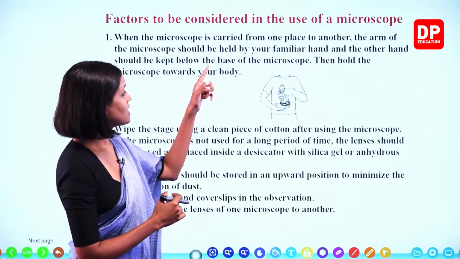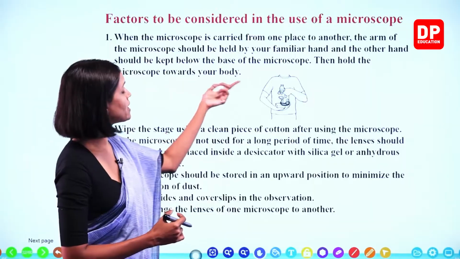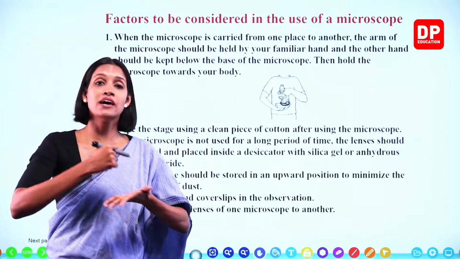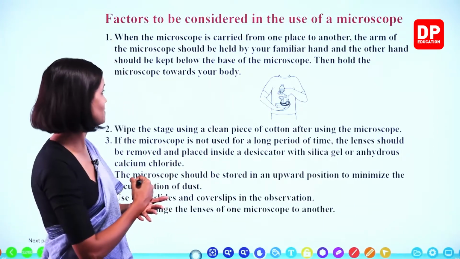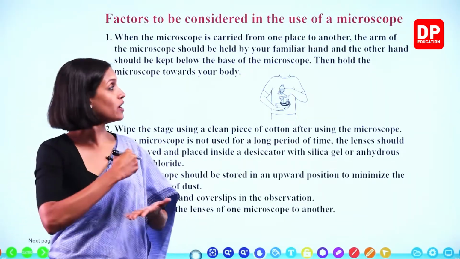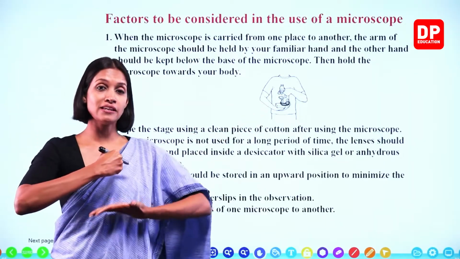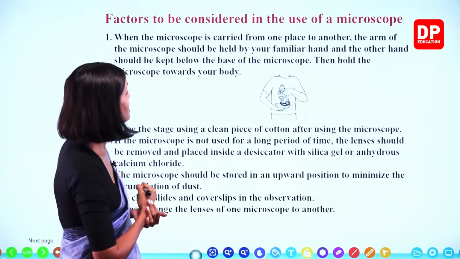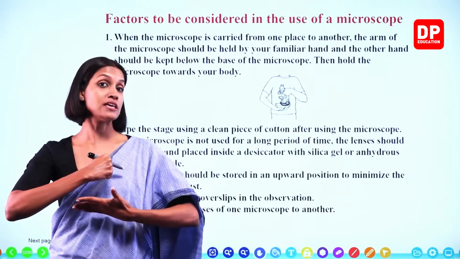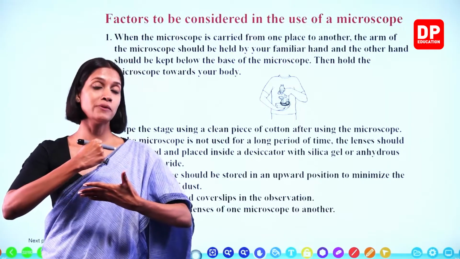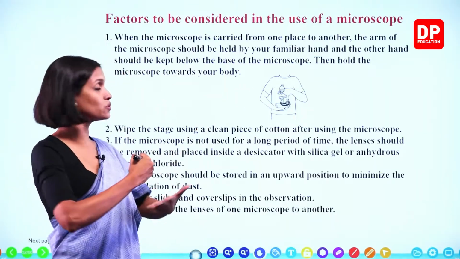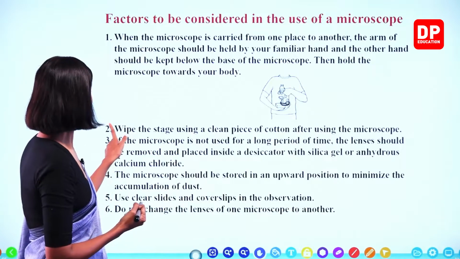So with your familiar hand, and the other hand should be kept below the base of the microscope, right? Not with one hand. You have to use both hands to carry it from one place to another, right? One arm, you hold with your familiar hand, and the other one should be under the base, okay? Then hold the microscope towards your body. You have to tilt it towards your body, so it's safer. When you move from one place to another, it will not move here and there if you hold it towards the body, right?